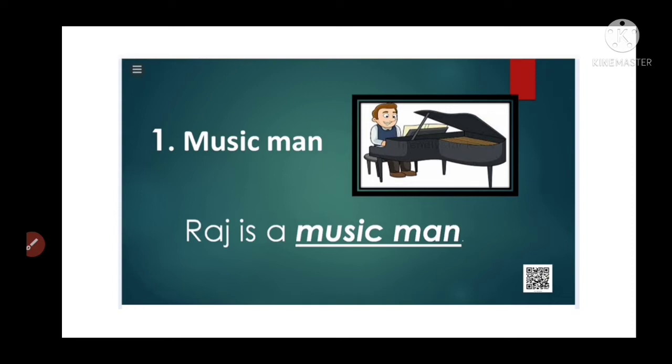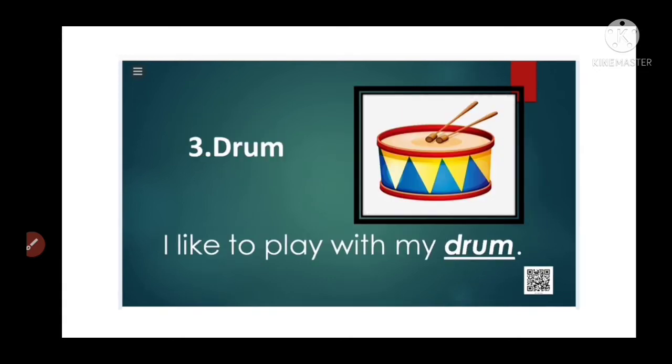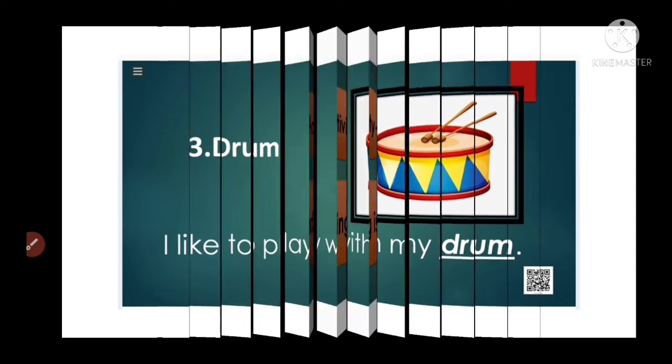Let's meet another word now. That is piano. My friend knows how to play a piano. Yes. We will repeat this sentence. My friend knows how to play a piano. Next word now. Drum. I like to play with my drum. We will repeat this sentence. I like to play with my drum.